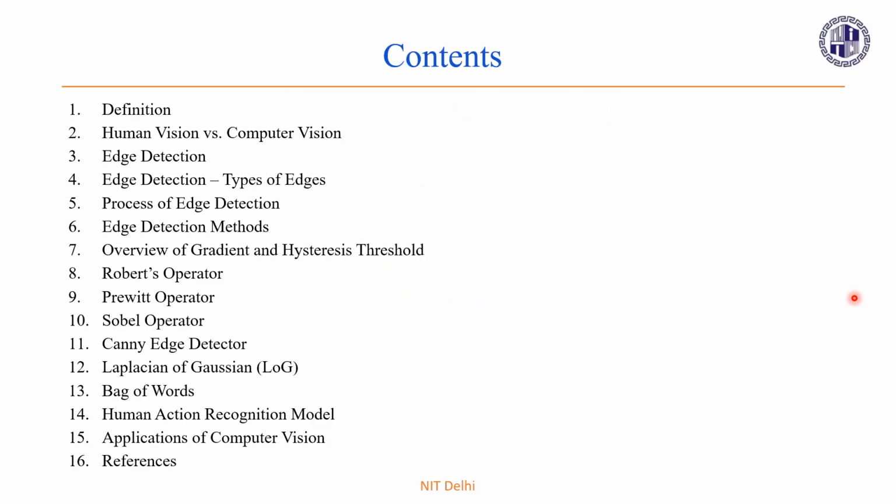Coming to the contents of my presentation, first, the definition of computer vision. Then I'll compare human vision versus computer vision, edge detection, types of edges, process of edge detection, methods, overview of gradient and hysteresis threshold, Roberts operator, Prewitt operator, Sobel operator, Canny edge detector, Laplacian of Gaussian, bag of words, human action recognition model, and finally, we will discuss applications of computer vision.